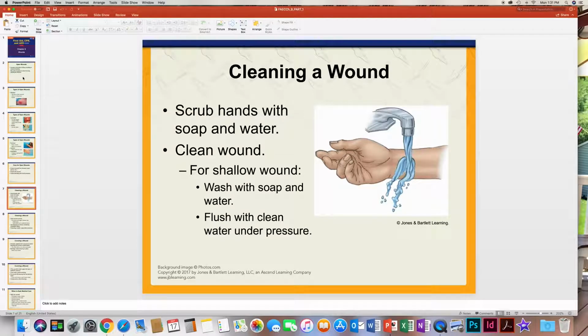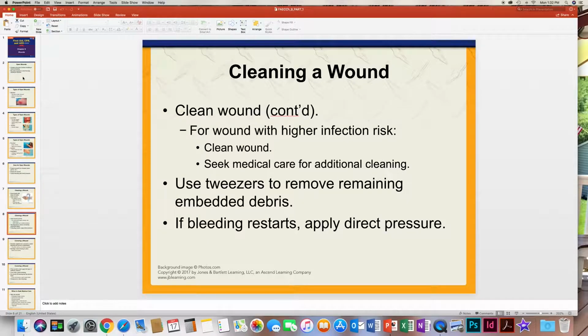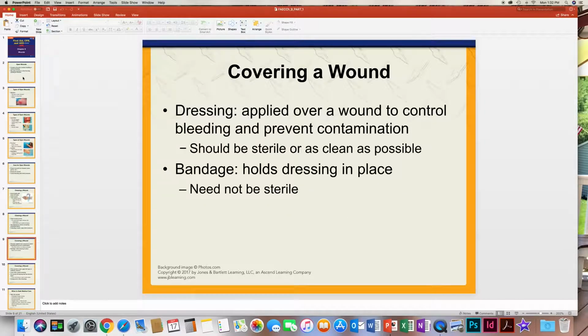Cleaning a wound, you need to scrub hands with soap and water. Then clean the wound. For a shallow wound, wash with soap and water, and then flush with clean water under pressure. For wounds that have a higher infection risk, you want to clean the wound and seek medical care for additional cleaning. You can use tweezers to remove embedded debris, and if bleeding restarts, apply direct pressure.